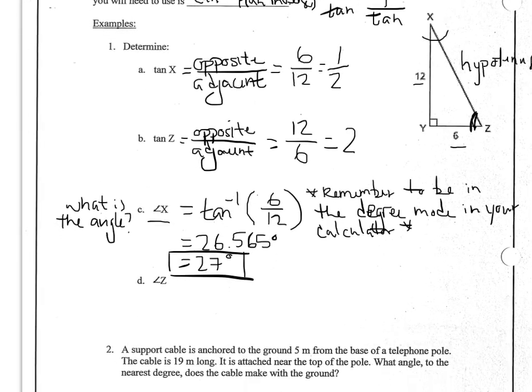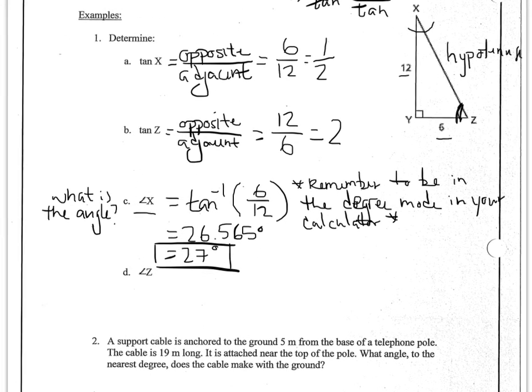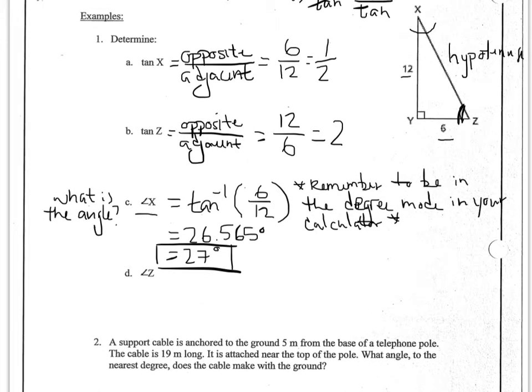Okay, moving on to our example D. I'm going to keep the triangle so that we can still see it. Z, the angle of Z. So we need to find the angle, so we're going to use tan inverse. Opposite over adjacent for Z, opposite is 12. Adjacent is 6. So when I plug this into my calculator, I get 63 degrees.